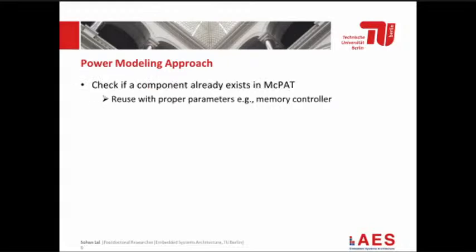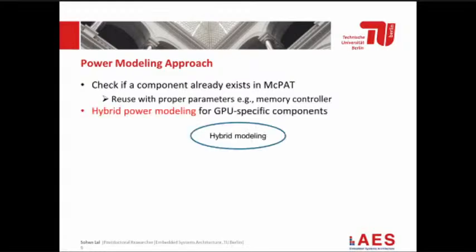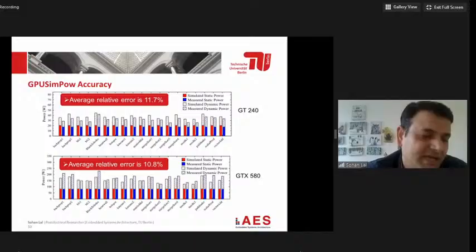We check if a component that we need to model exists in McPAT. As I said, McPAT is the base for our whole work, for this power simulator. If the component already exists in McPAT, then we reuse this component with proper parameters. For example, there was a power model for memory controller, and we just adapted it for the GPU case. However, there were several components which were missing, and for them we took a hybrid approach.